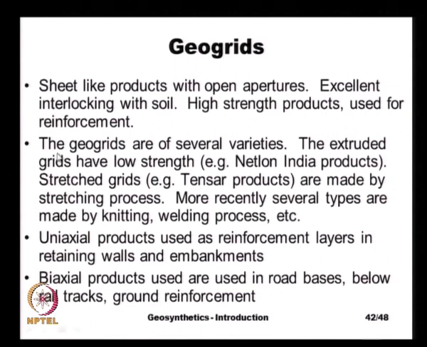In terms of the preferential strength directions, there are uniaxial products which are used as reinforcement layers, where we need reinforcement only in one direction, for example behind retaining walls or for construction of steep soil slopes. And the biaxial products have almost equal strength in both the predominant directions, the longitudinal and transverse directions. These biaxial products are used below road bases or railway tracks, and also for general ground improvement.